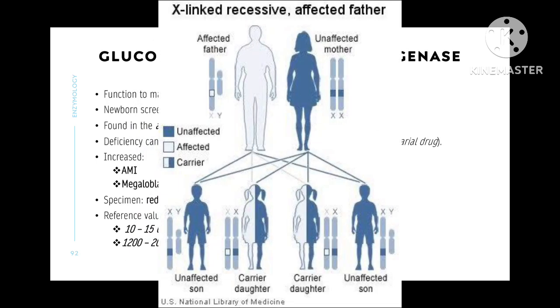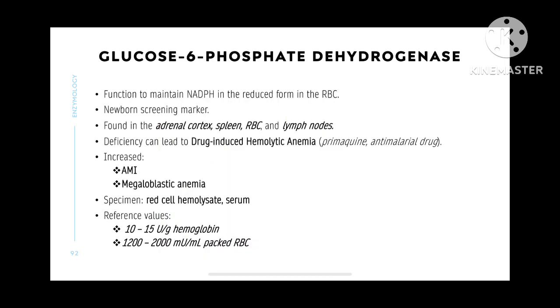G6PD deficiency is an inherited sex-linked trait. The disorder can result in several different clinical manifestations, and one of which is drug-induced hemolytic anemia. Remember that? And when exposed to an oxidant drug, affected individuals experience a hemolytic episode, and the severity of the hemolysis is related to the drug concentration taken by the patient. G6PD deficiency is most common in African Americans but has been reported in virtually every ethnic group.